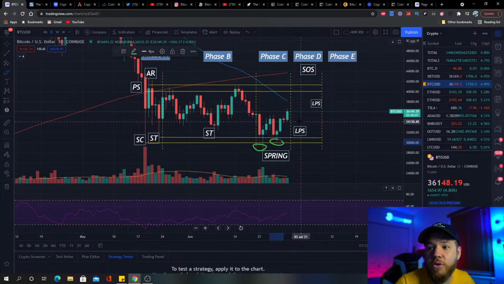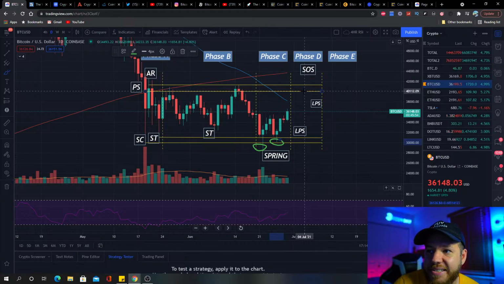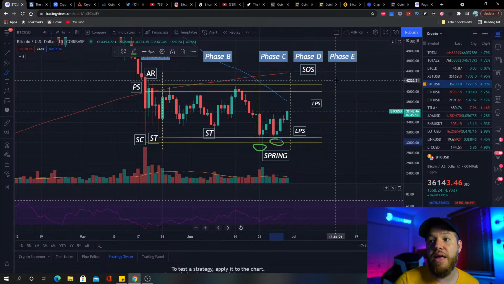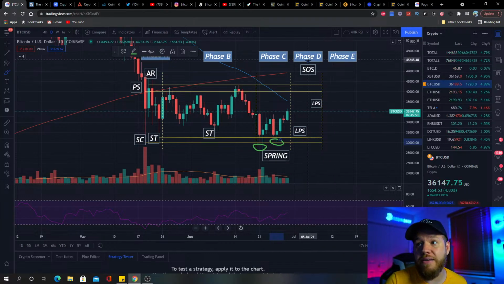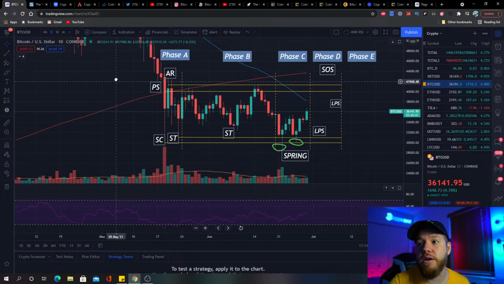It could maybe even go back down to like 33, 34, right? And then continuation up. If we have that continuation up and we see it retest that 40 to 42, then that could possibly mean that we're in phase D. It kind of confirms that we're in phase D, moving into phase E. So at that point, you gotta be prepared for a move up.